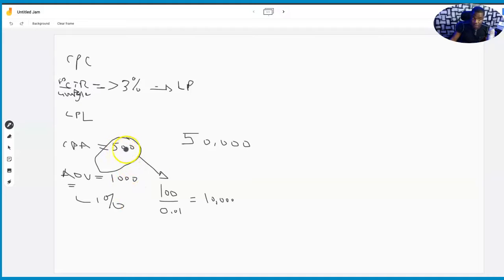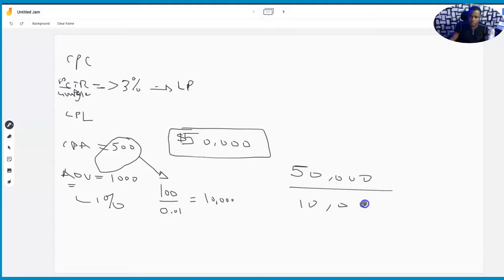So while I'm spending $500, which of course was 1% of my click-through rate, to get that, if I need 100 of that, I'm going to say 500 multiplied by 100, which will now give me $50,000. When I spend this $50,000, I will get to the click of 10,000, right? Now, let's divide this $50,000 by the 10,000 to figure out how much I'm spending per lead. Watch this. I'm going to say 50,000 divided by the 10,000. How much is that?